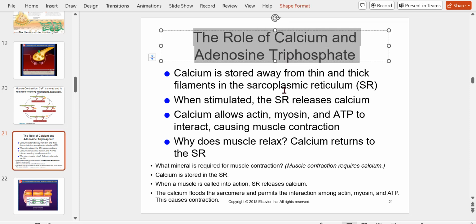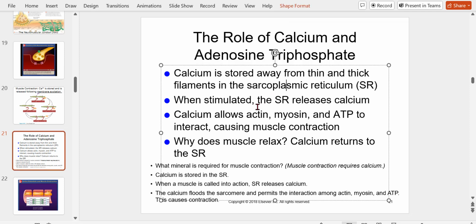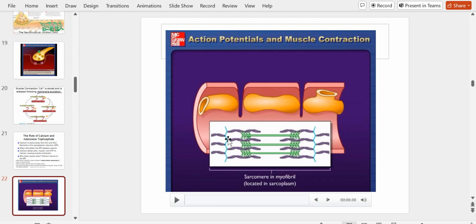The role of calcium and ATP. Calcium is stored away from the thin and thick filaments in the sarcoplasmic reticulum. When stimulated, the sarcoplasmic reticulum releases the calcium, right? That energy there from the neuron comes down a T-tubule, stimulating the sarcoplasmic reticulum, which then releases calcium. Calcium allows actin and myosin and ATP to interact, causing muscle contraction. Why does muscle relax? The calcium is reabsorbed by the sarcoplasmic reticulum. Okay? Good. Great video there.